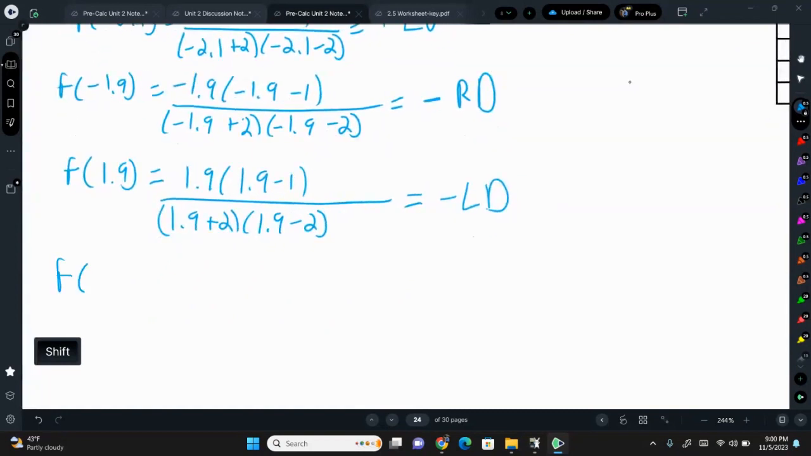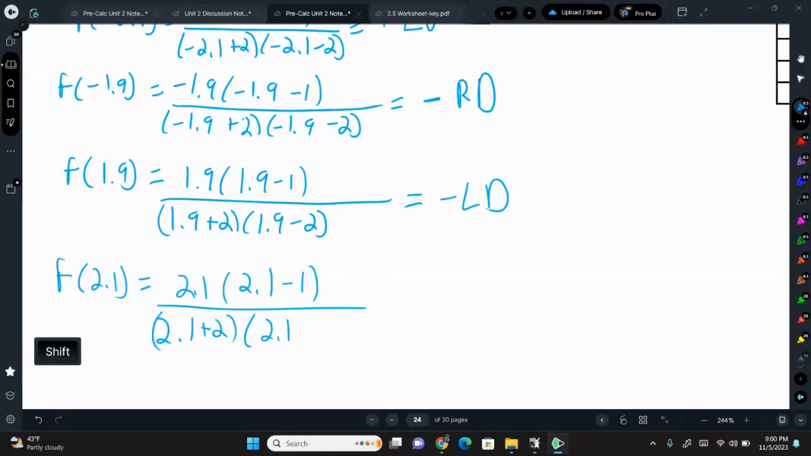And then f of 2.1. All right, we got 2.1 times 2.1 minus 1 over 2.1 plus 2 times 2.1 minus 2. And we type that in the calculator, we get a positive number. So the right side is up.